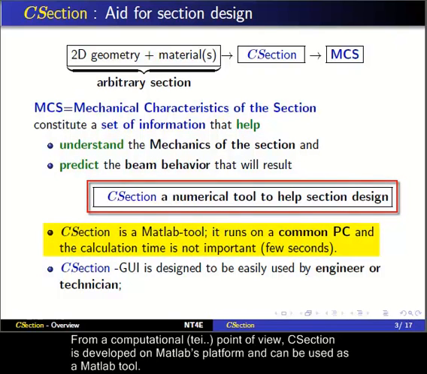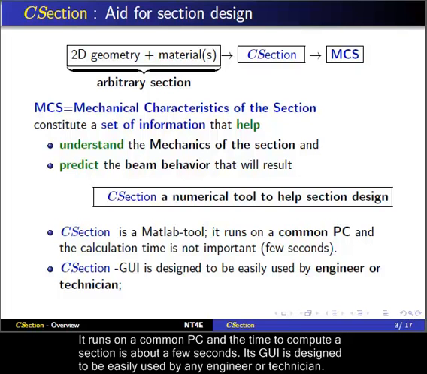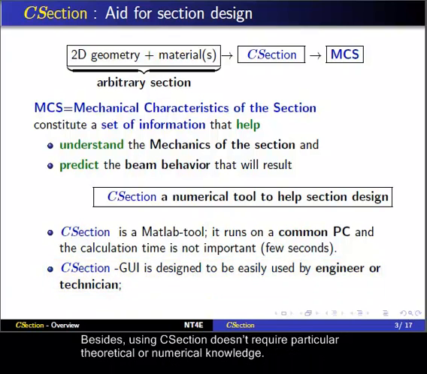From a computational point of view, CSection is developed on Matlab platform and can be used as a Matlab tool. It runs on a common PC and the time to compute a section is about a few seconds. Its graphical user interface is designed to be easily used by any engineer or technician. Besides, using CSection doesn't require particular theoretical or numerical knowledge.